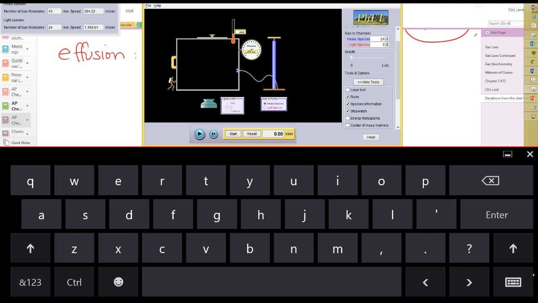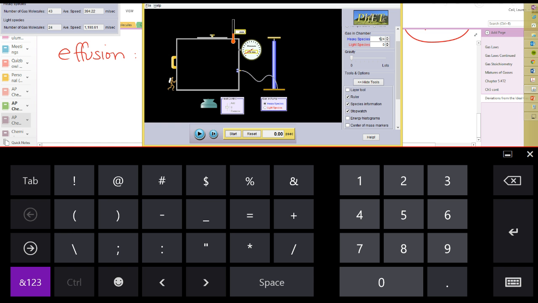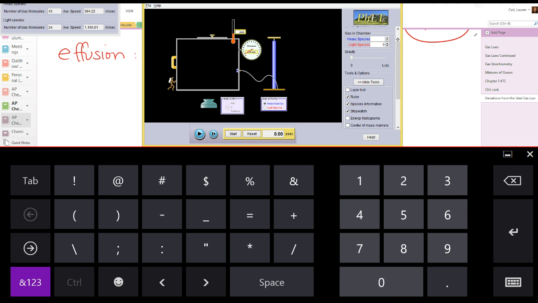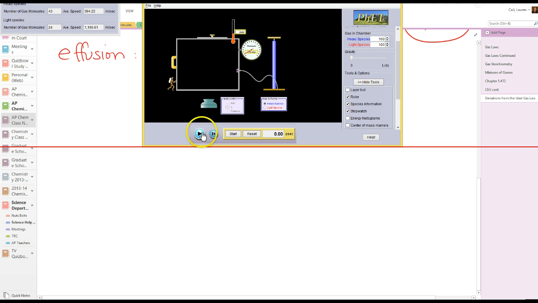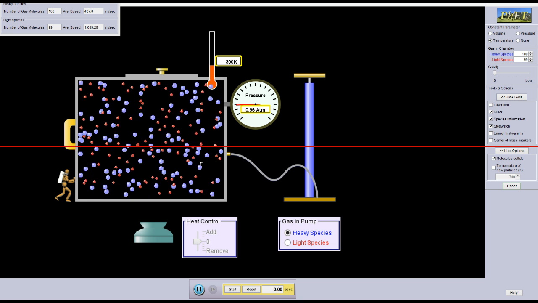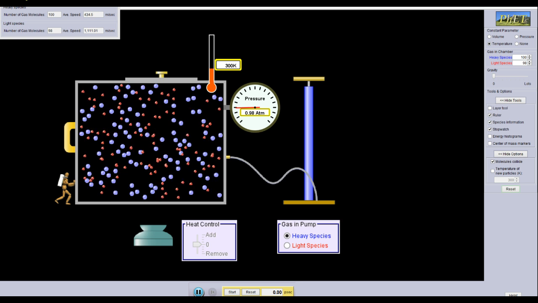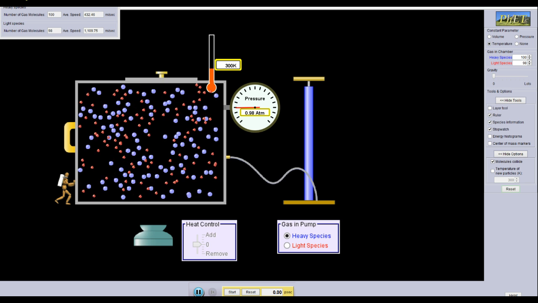100 particles of the heavy species, and I'm going to add in 100 particles of the light species. It's good to go. So you can see the heavy species and the light species moving around inside, and you can see the pressure is 0.98 atmospheres.